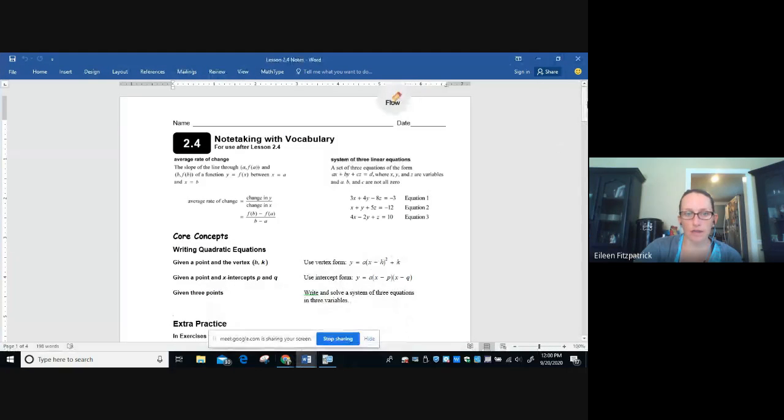We're going to get started on lesson 2.4. In lesson 2.4, we're going to be writing equations of our parabolas given different pieces of information.